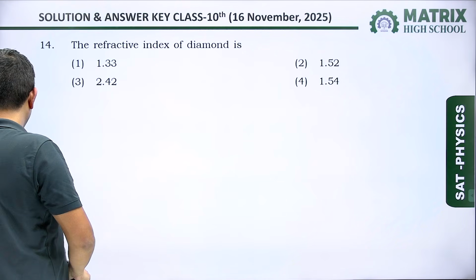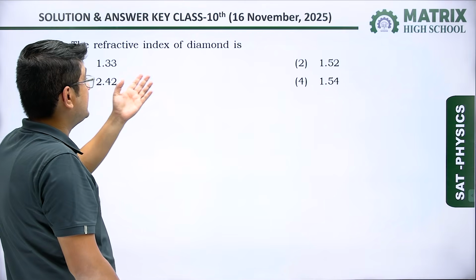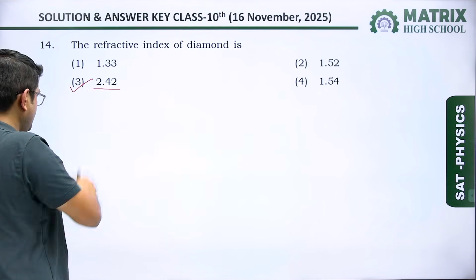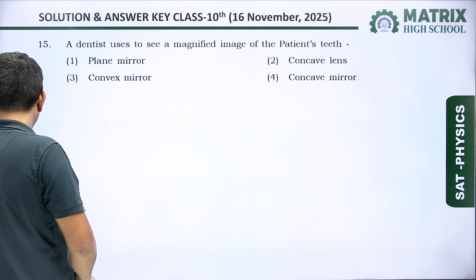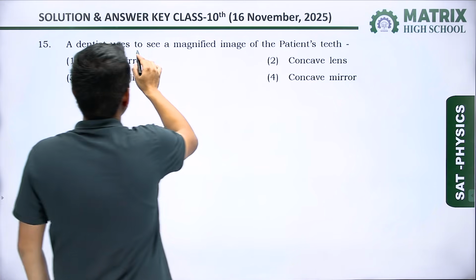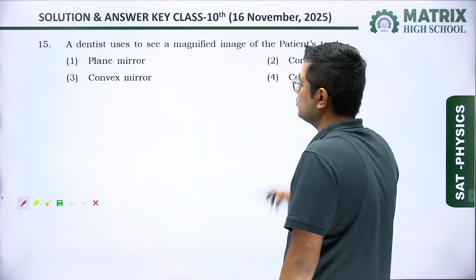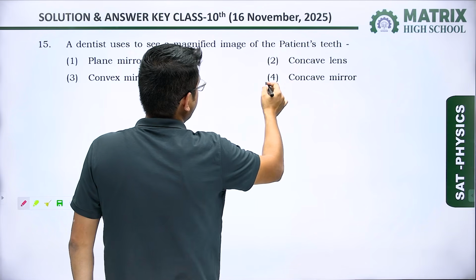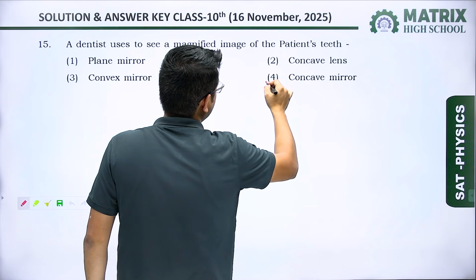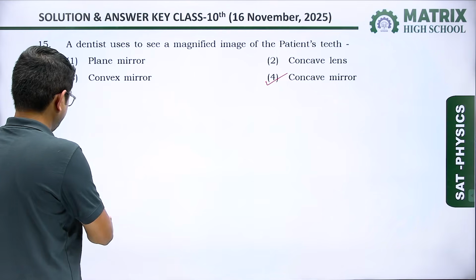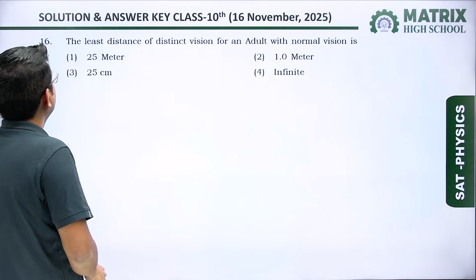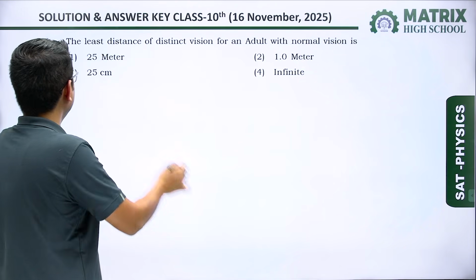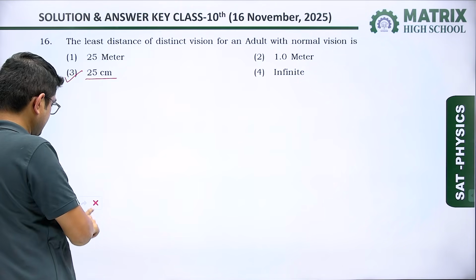Next question, question number 14. The refractive index of diamond. As we know, the refractive index of diamond is 2.42. That means option 3 is our correct answer. Question number 15. A dentist uses what to see a magnified image of the patient's teeth? We know that a dentist uses a concave mirror to see the magnified image of the patient's teeth. So our correct answer is option 4. Question number 16. The least distance of distinct vision for an adult with normal vision is equal to 25 centimeter. Option 3 is our correct answer.